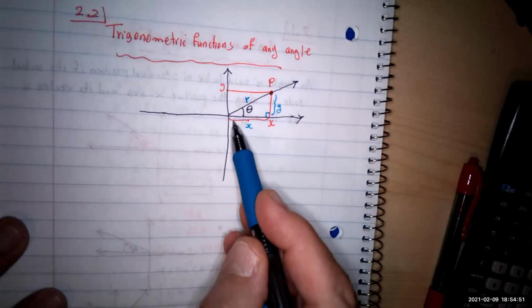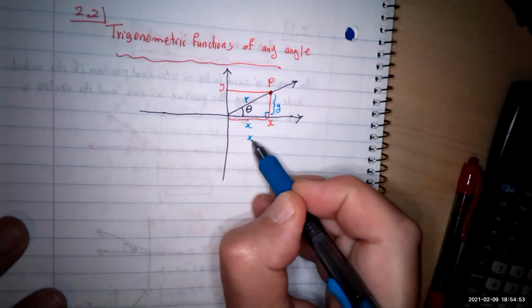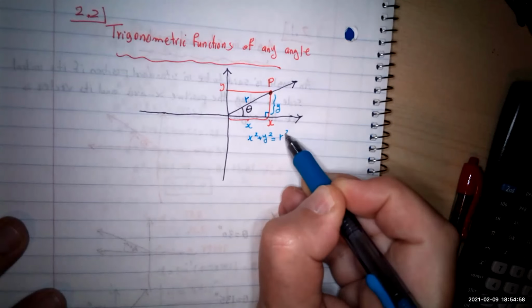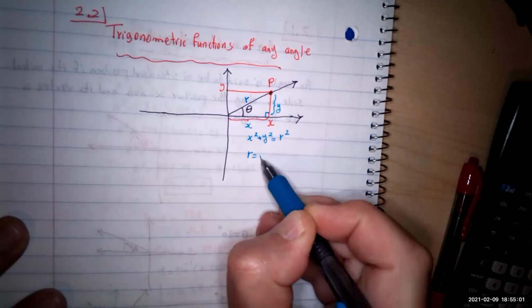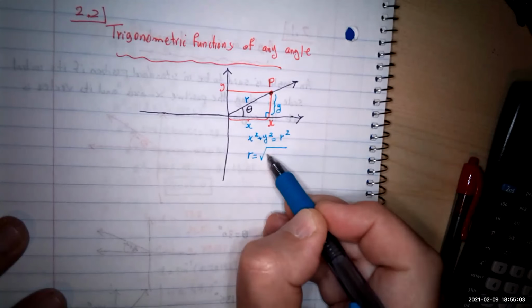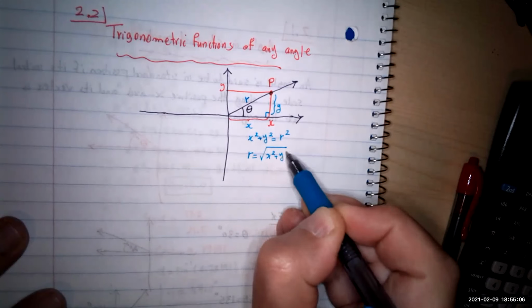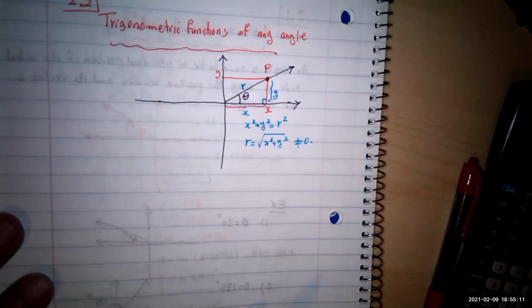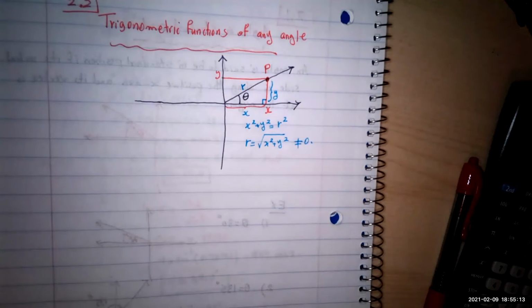What's going to be R? X squared plus Y squared is equal to R squared, so we can easily find R. R is the square root of X squared plus Y squared. We assume that R is not equal to 0, otherwise your angle is not a valid angle in this case. Now we are ready to define the six trigonometric functions that we are interested in.